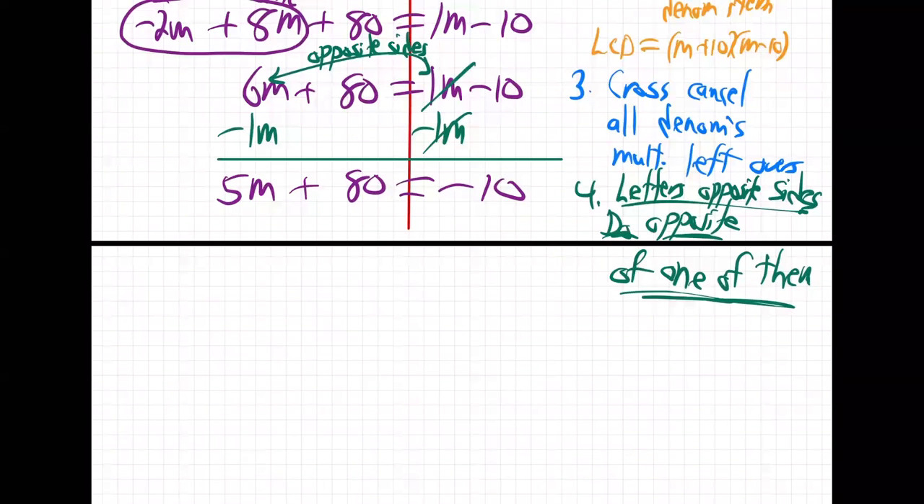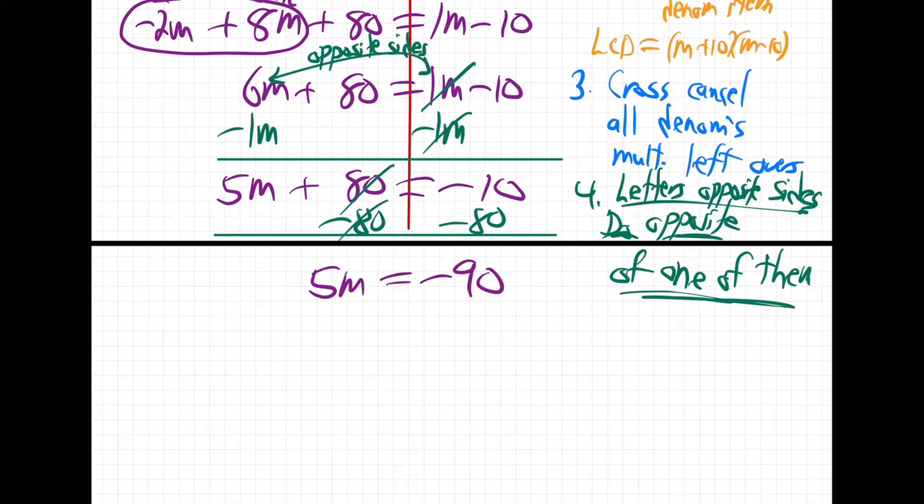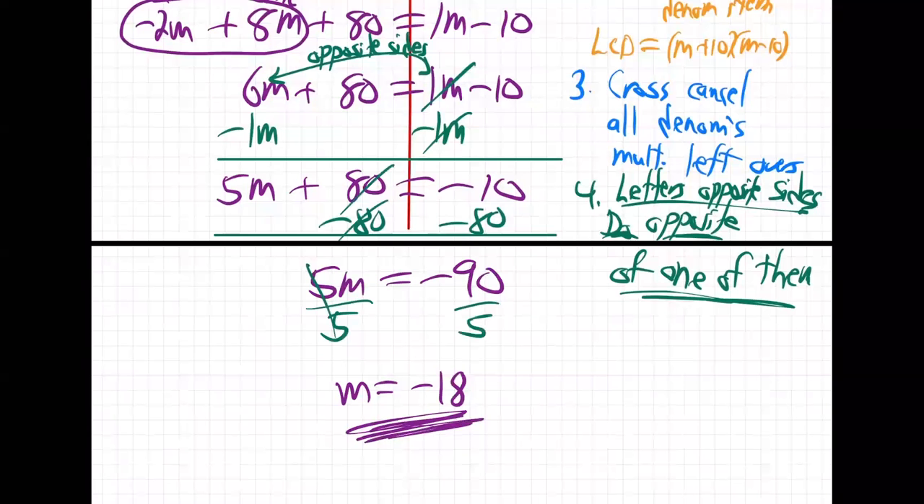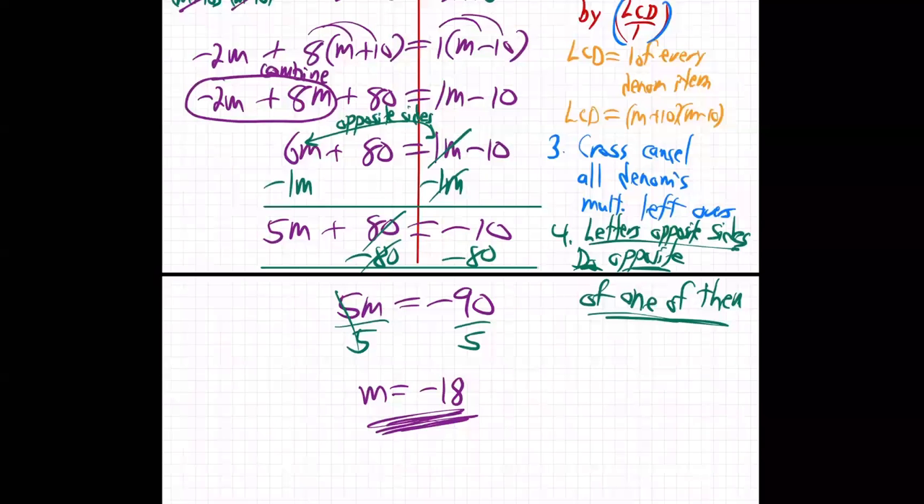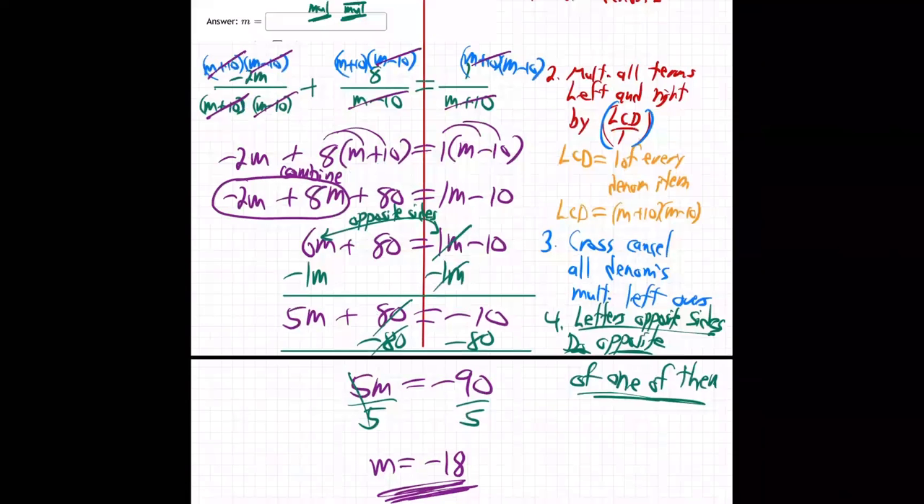Now just finish up from here. So, okay, minus 80. Like that. Boom, boom. Bring down 5m. This is minus 90. And then last step, divide by 5. Boom. M is minus 18. And there's our answer. There we go.